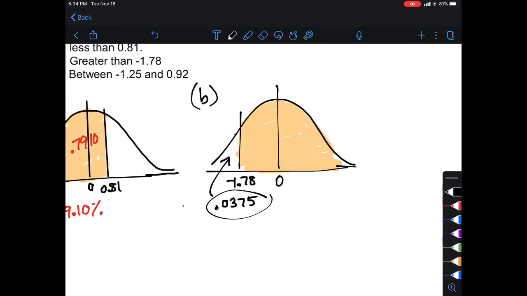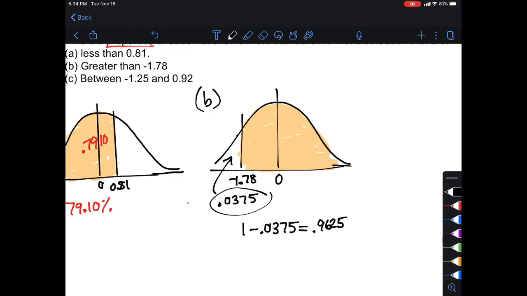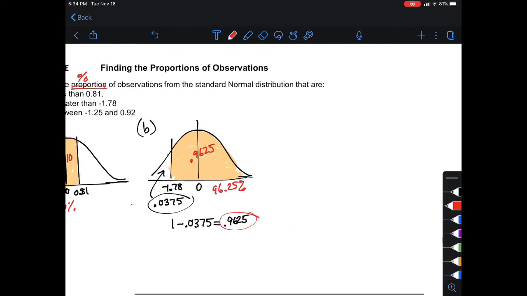So to find the greater than, you're going to subtract that from 1. 1 minus 0.0375, and that comes out to be 0.9625. All right, so the correct answer for this one would be 0.9625 here, or 96.25%. They're interchangeable.